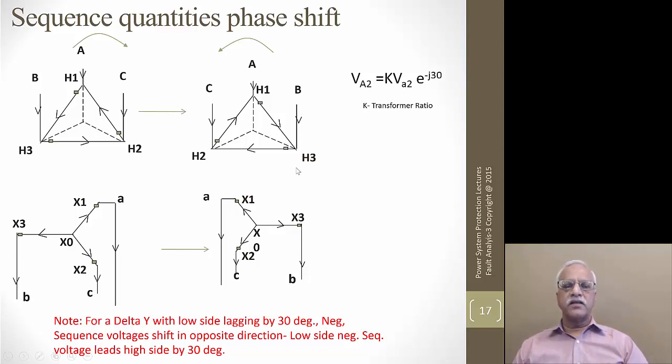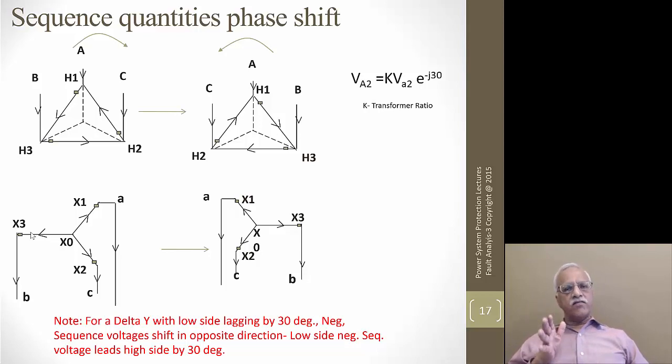So for a delta Y transformer with a 30 degrees lag, if you apply a positive sequence, the low side will be lagging the high side. If you apply a negative sequence, the low side will be leading the high side. So this is a major thing which you have to look at. Why do we have to look at it?